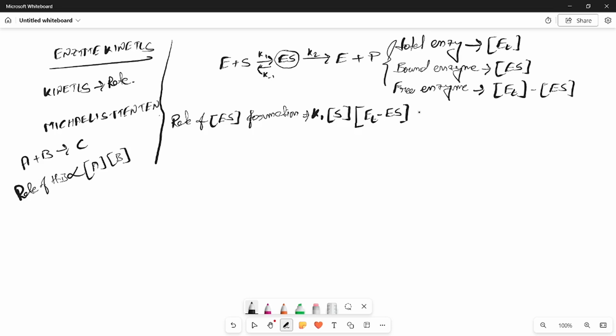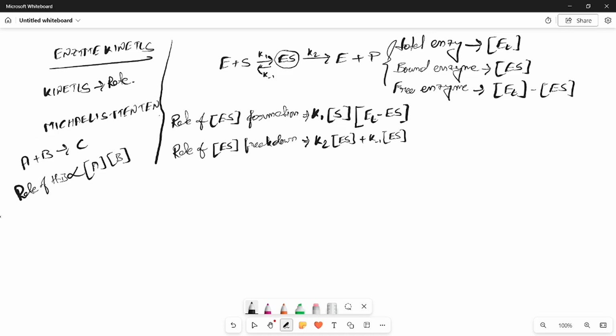And what is the rate of enzyme substrate complex breakdown? This breaks down in this way as well as this way, that is K2 ES, because this is the one which is reacting, right? Plus K minus 1 ES. Till now, I guess we are all on the same page.